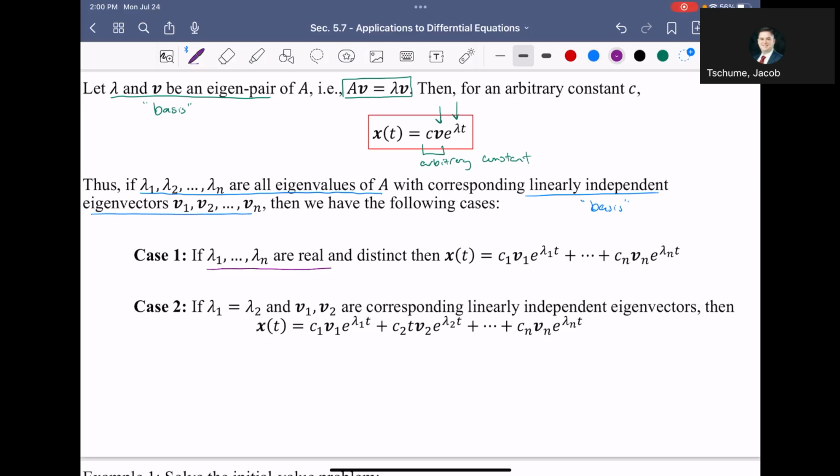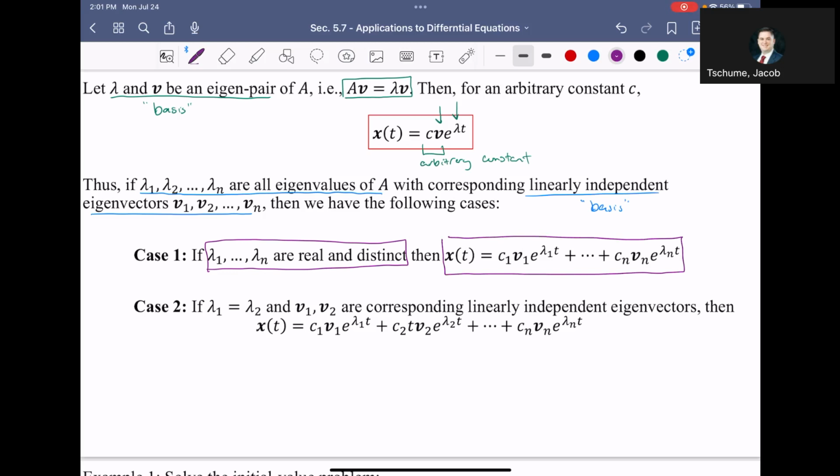If all of the lambdas that you find are real and distinct, which means they're all real numbers, so we're not going to do complex numbers in this video, and they're all different, then we can write our final solution for the vector x of t to be c1 times the first vector times e to the first lambda times t, plus, and you'll just do a separate function vector for each one. For however many lambdas you find, that's how many terms you're going to have in your final solution of the vector function.